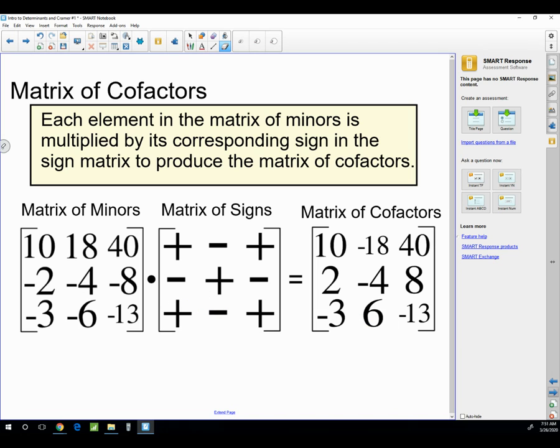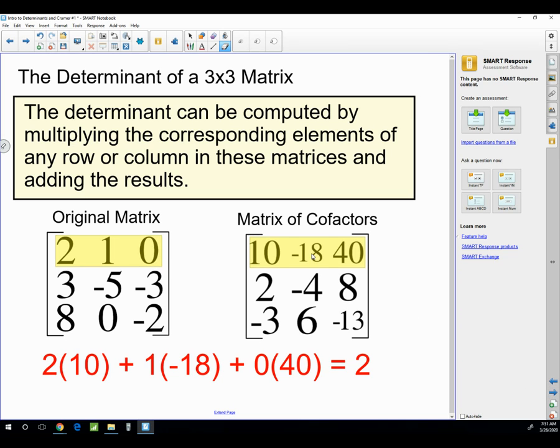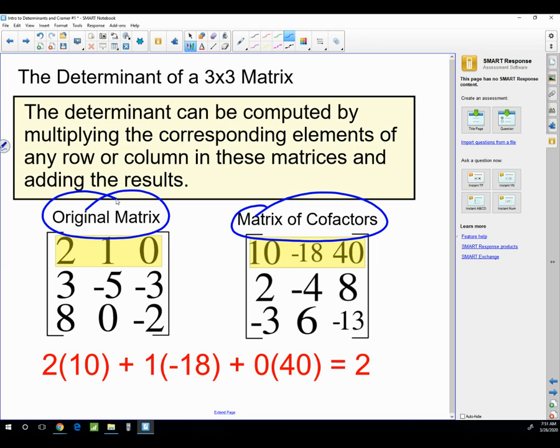So we have these two matrices now. We have a matrix of minors, which we could do on a test one day. We have a matrix of cofactors, which we could do on a test one day. And I want to take the matrix of cofactors and the original matrix. And let's read what's up here.